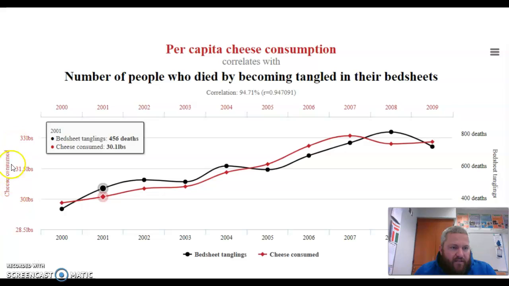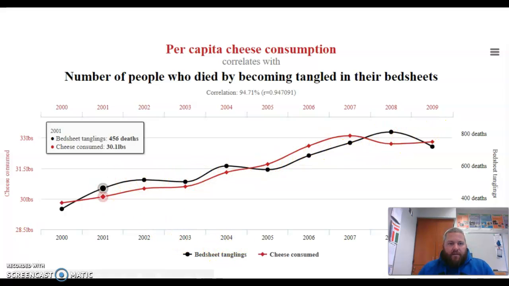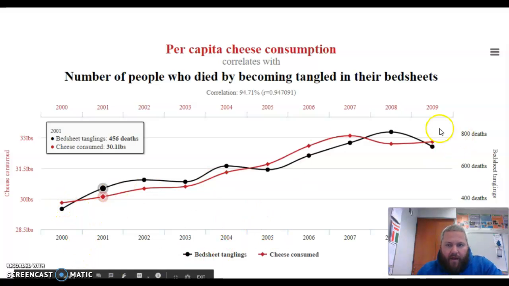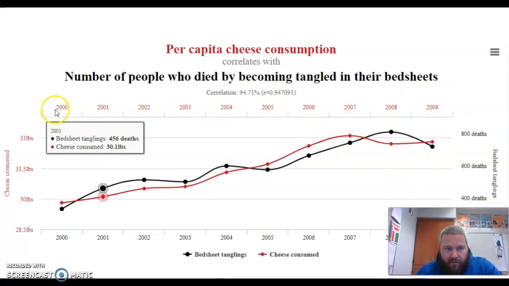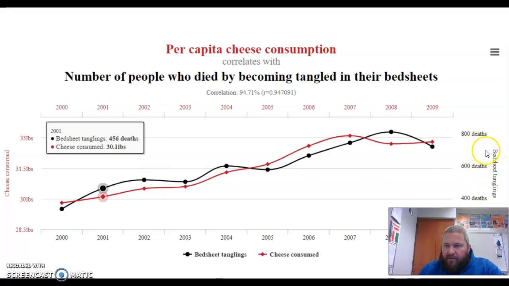We're talking about our cheese consumed over here on the left, anything in red, and our black is anything of people that are dying due to bed sheet tangling. So when we go back to our graph, we need to start looking at our red, which actually has its x-axis up top, because they are trying to fit two different things on here. And for the bed sheet tangles, we have to look for the black over here. So they actually put the y-axis on the right. But we want to look at our highs and lows.